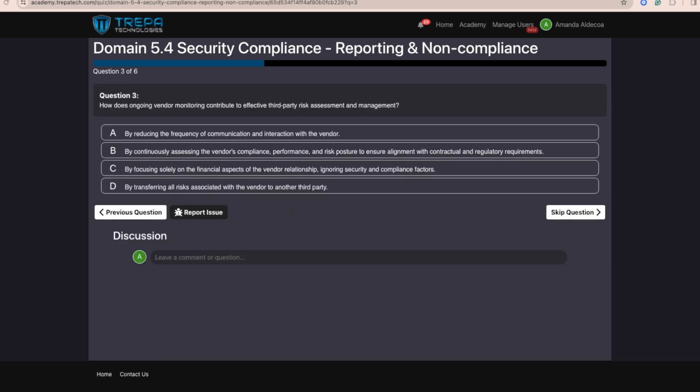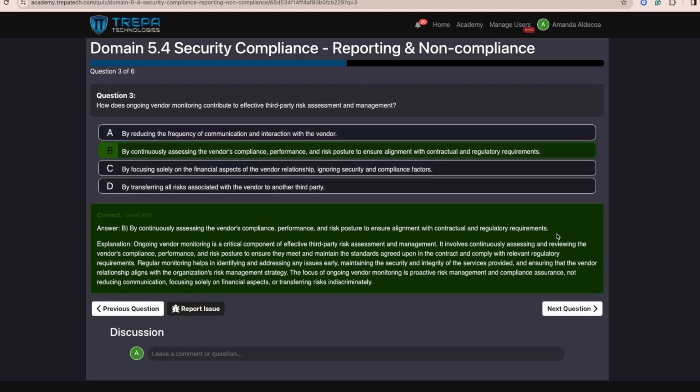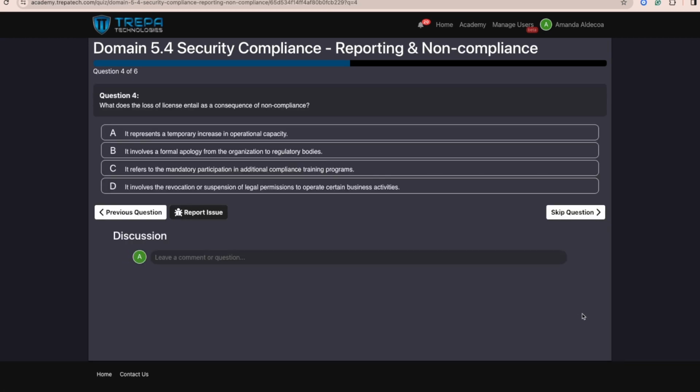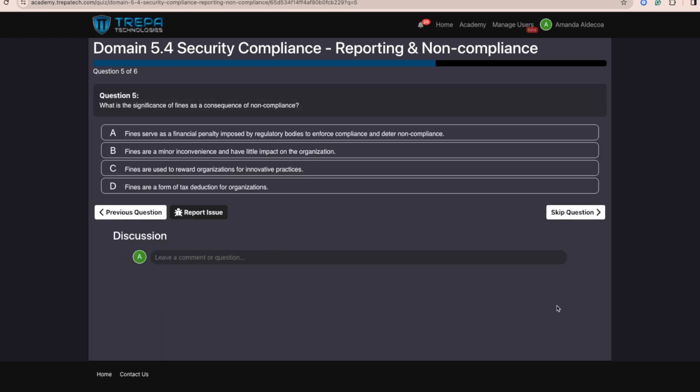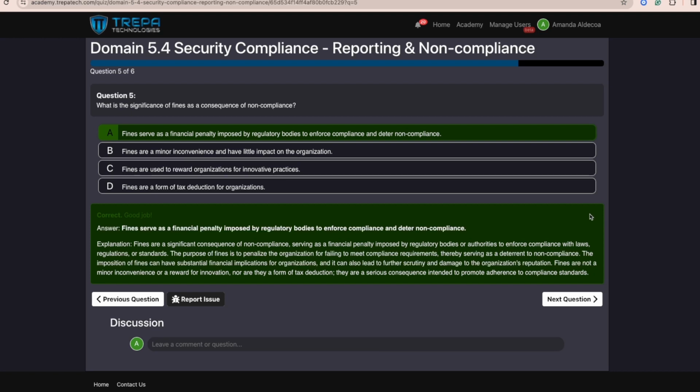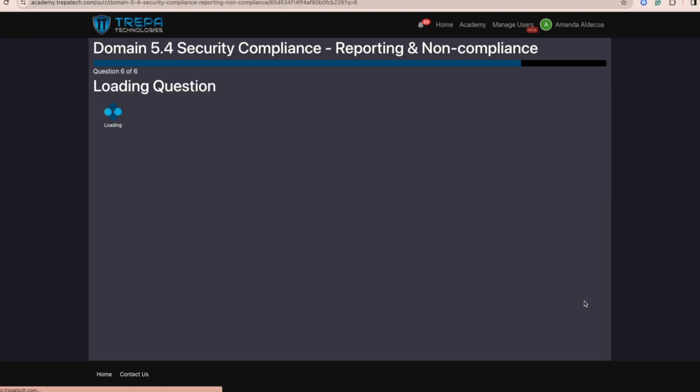Question 3. How does ongoing vendor monitoring contribute to effective third-party risk assessment and management? That's going to be B. By continuously assessing the vendor's compliance, performance, and risk posture to ensure alignment with contractual and regulatory requirements. Question 4. What does the loss of license entail as a consequence of non-compliance? That's going to be D. It involves the revocation or suspension of legal permissions to operate certain business activities. Question 5. What is the significance of fines as a consequence of non-compliance? That's going to be A. Fines serve as a financial penalty imposed by regulatory bodies to enforce compliance and deter non-compliance.